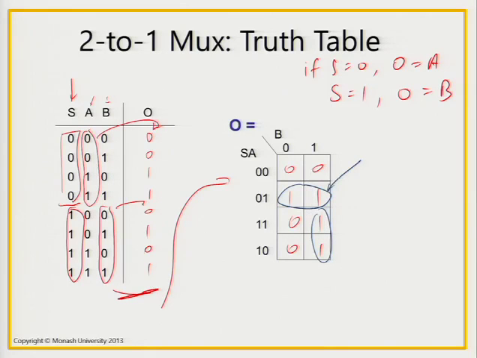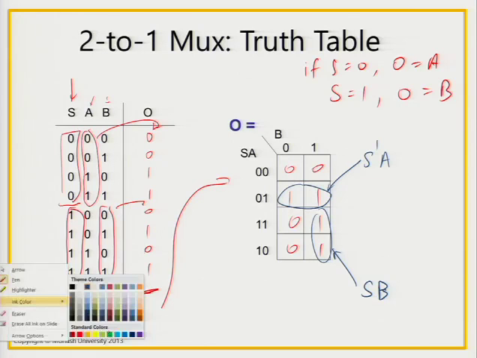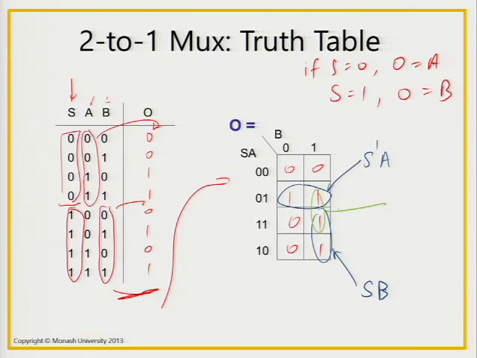Okay, so what's this box? This will be S prime A, right? And what will this one be? S B. Now, if I had put that in, if I had put this one in, what would that be? That would be A and what? B, right?